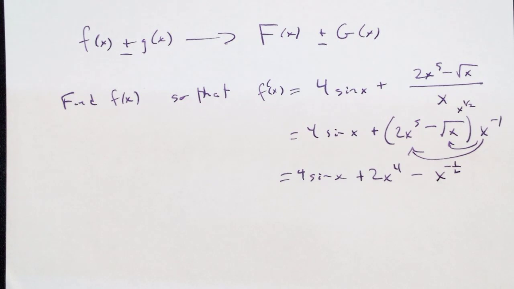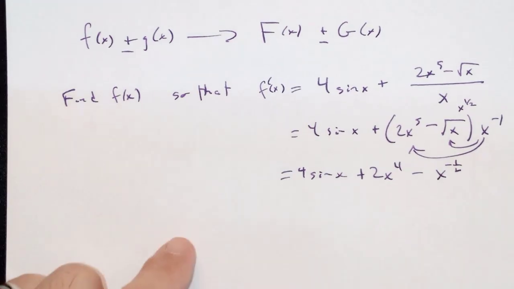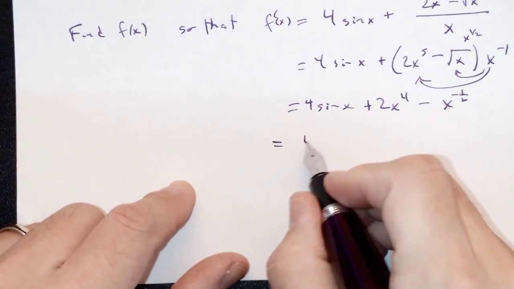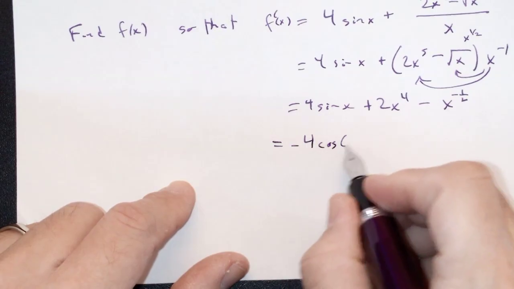Now I can do the power rule on the second and third terms, and I know the antiderivative for the trig piece off my formula sheet. The antiderivative sign, just wrote it down. So the 4 is going to stay there, and I'm going to get minus cosine of x.